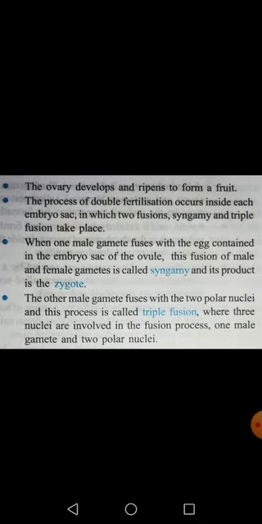Since the process is called double fertilization, why is it called so? Because in the embryo sac, one male gamete fuses with the egg or female gamete in the process of syngamy, while the other male gamete fuses with the two polar nuclei, and the process is called triple fusion. Is it clear? So the process of fertilization in angiospermic plants is quite easy. You understood it very well. If you are still feeling any difficulty, you can ask me.